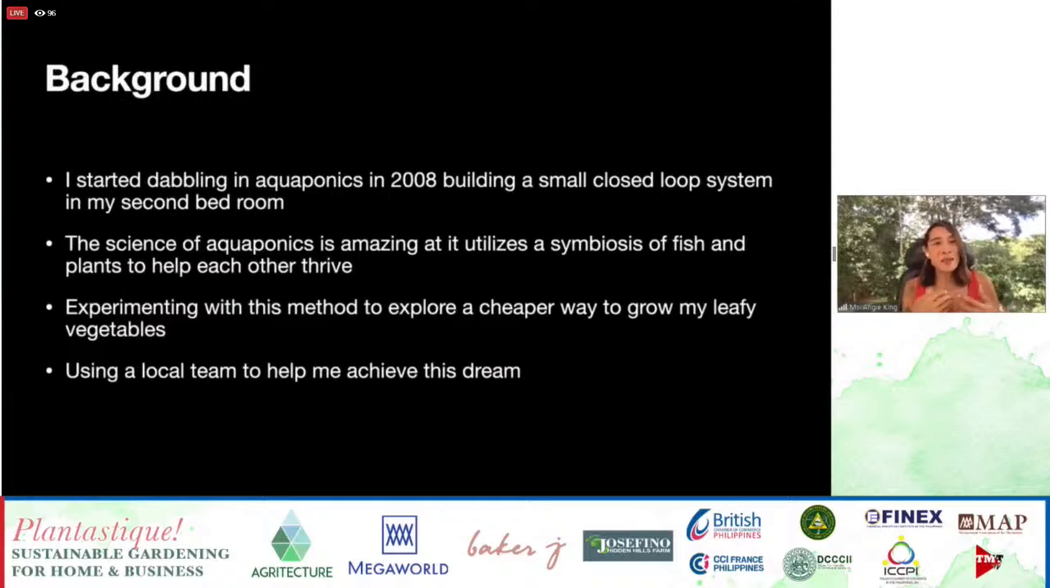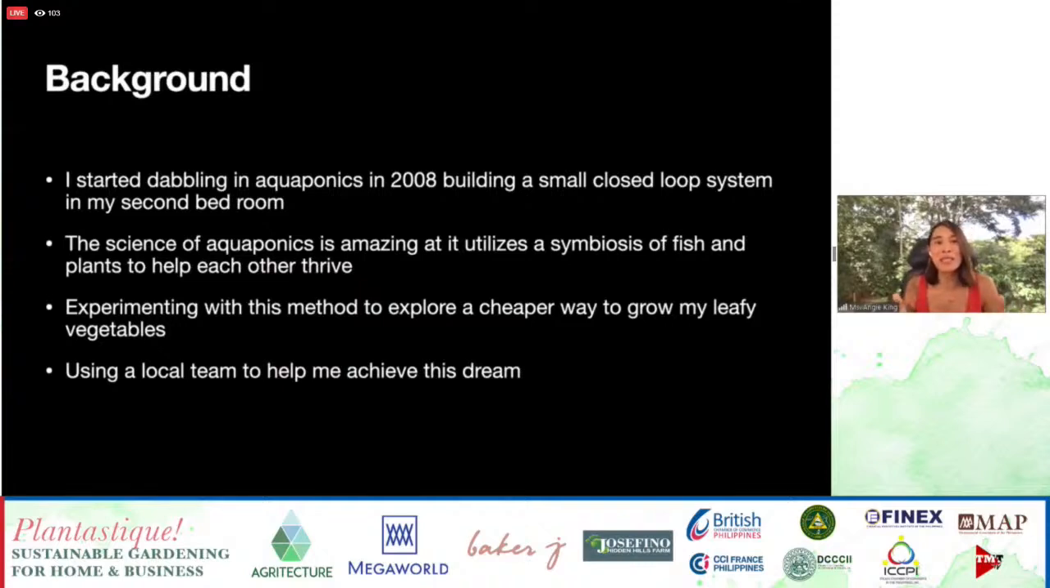So background for aquaponics for myself is I actually started dabbling with aquaponics in 2008. I built a small aquarium style system where the grow beds were just on top of the little aquarium and it just drains straight back through. And I had this in my second floor bedroom. And we were actually getting questions from our neighbors. Why do we have talong and bitter gourd and kangkong growing out of the window? And I was explaining what I was doing, and everyone was amazed. And even till this day, I'm very amazed with how the fish and the plants help each other survive.